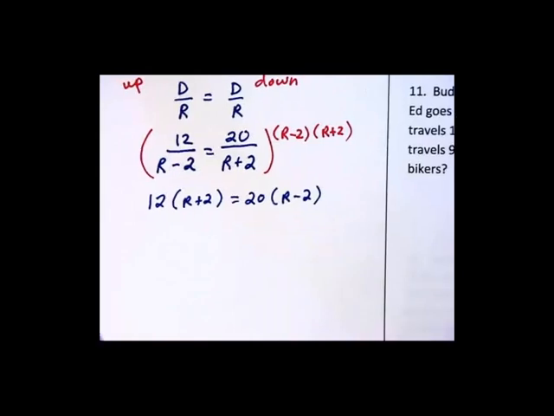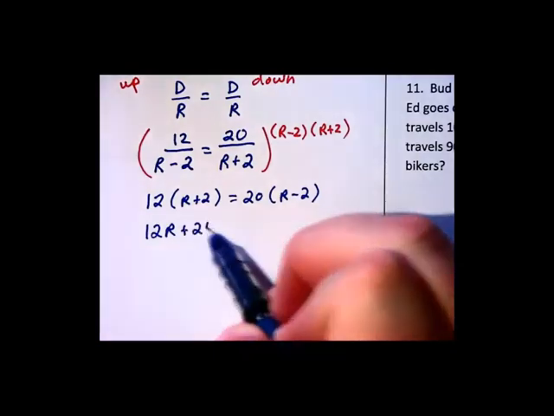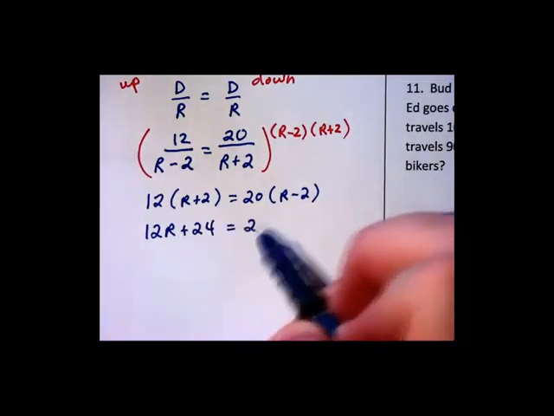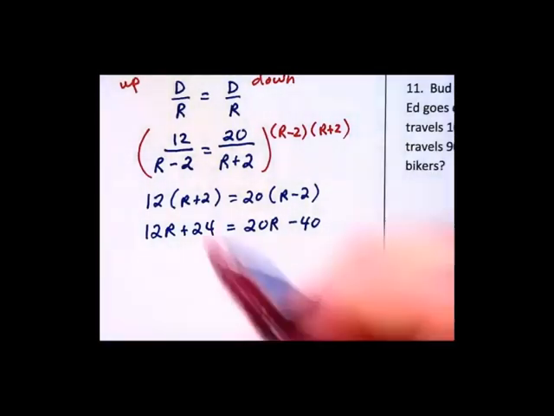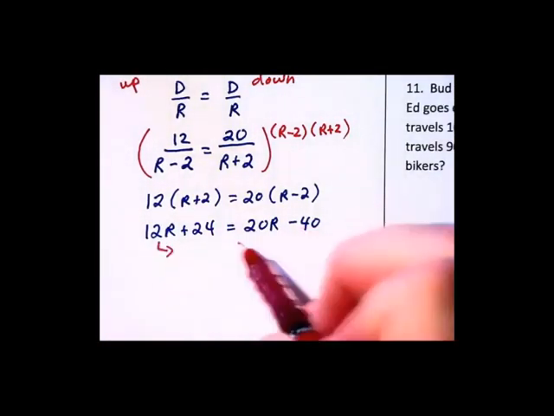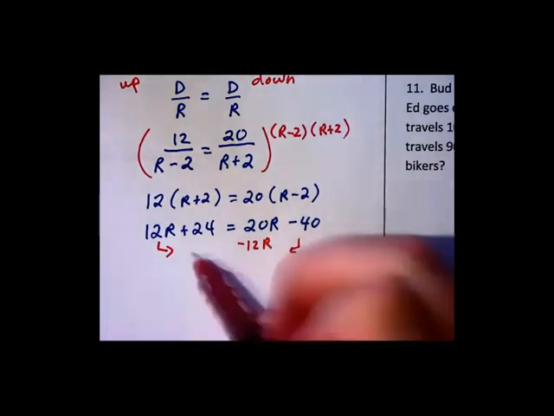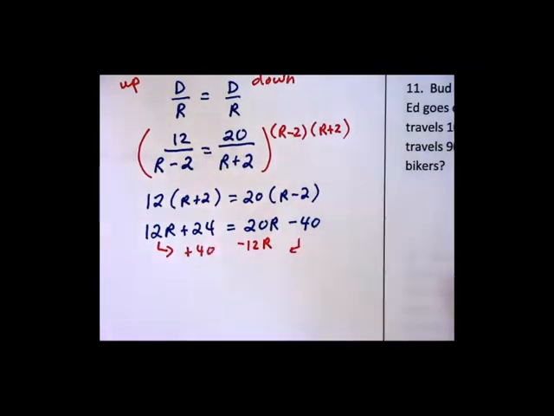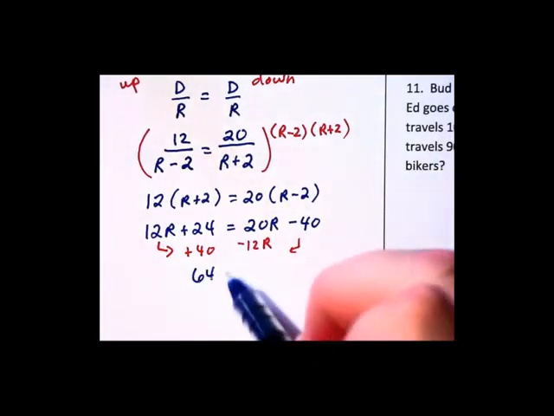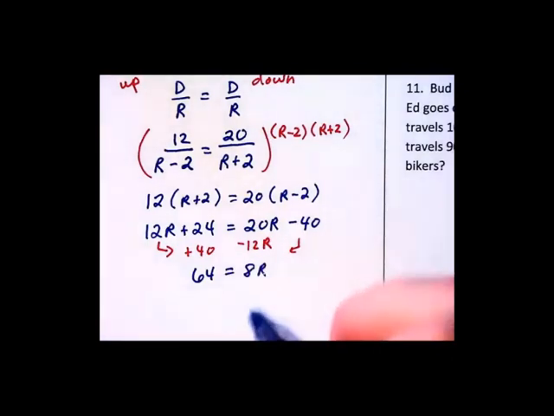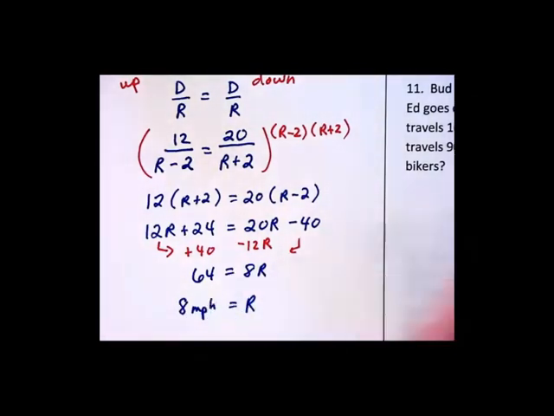Now I'm going to distribute on the left, 12r plus 24. Distribute on the right to get 20r minus 40. Let's get all the variables to one side, so I'm going to subtract the 12r off of each side. I'm going to add 40 to both sides. I know I'm using a kind of slipshod notation here. We're going to have 64 equals 8r, and therefore r equals 8 miles an hour for the speed of the boat in still water.